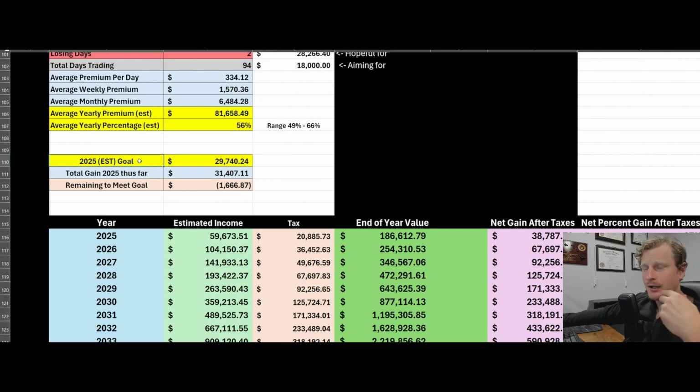For 2025, I had a goal that was $29,000 because my account when I started options trading back in April was only $86,000. We blew past it. We're already positive $1,666 from that point. I'm just going to quickly breeze over that because there's nothing really more to tell.